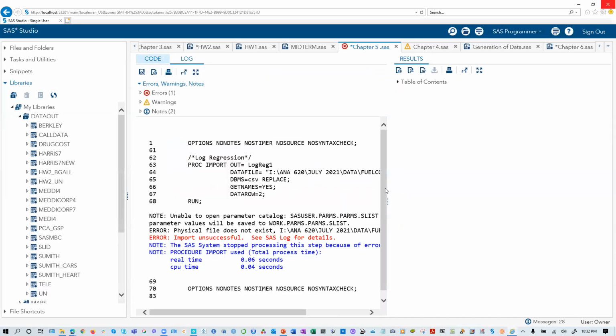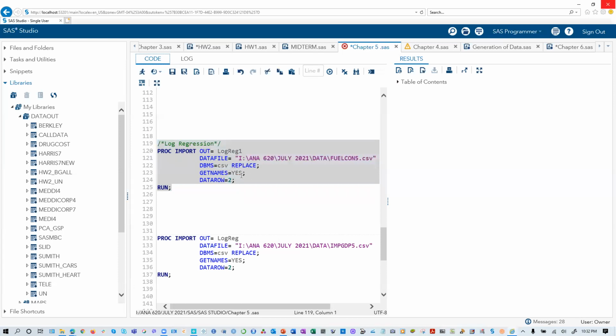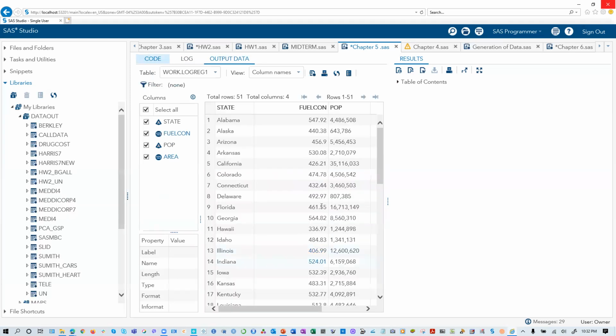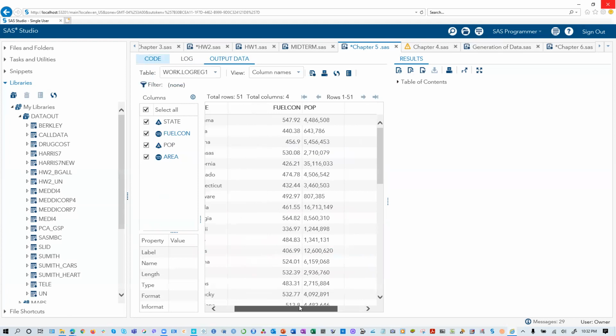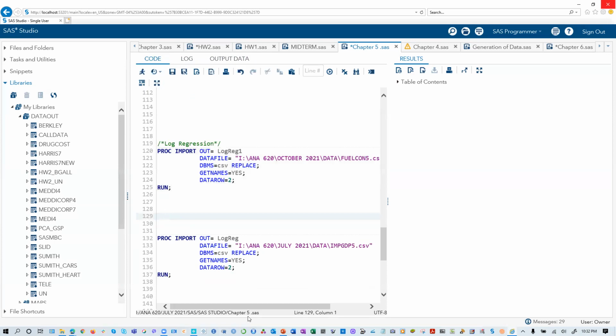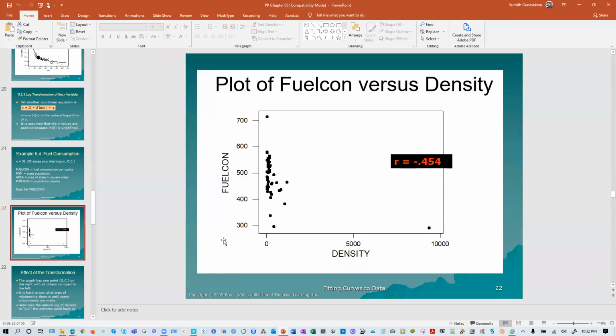No. Why? Okay, I know the reason here. The reason for this one, October, is because it's not in the other folder. Okay, work on pop area, work on this one. Then we can draw the scatter plot for this one, volcon versus density.